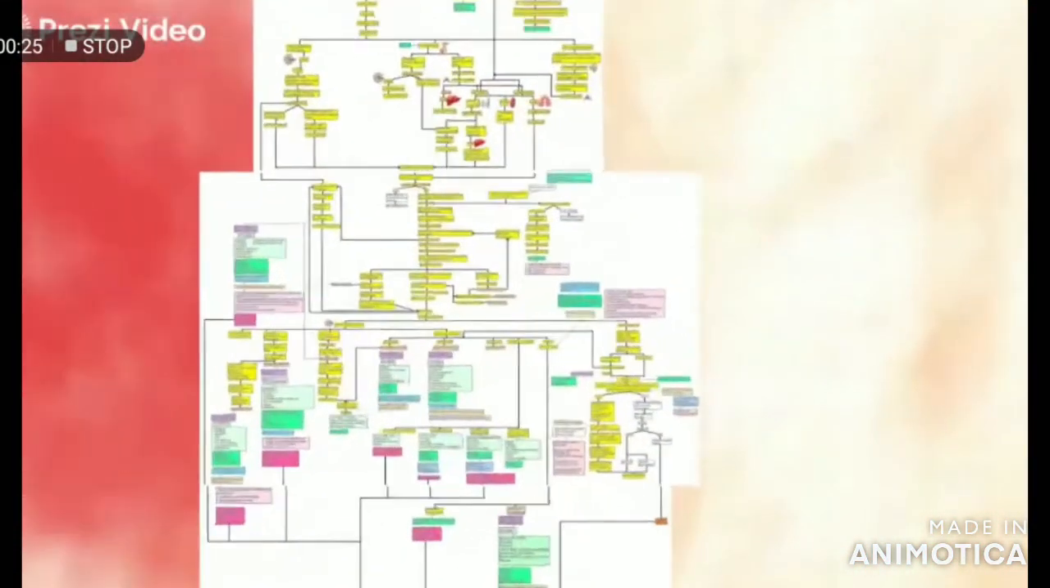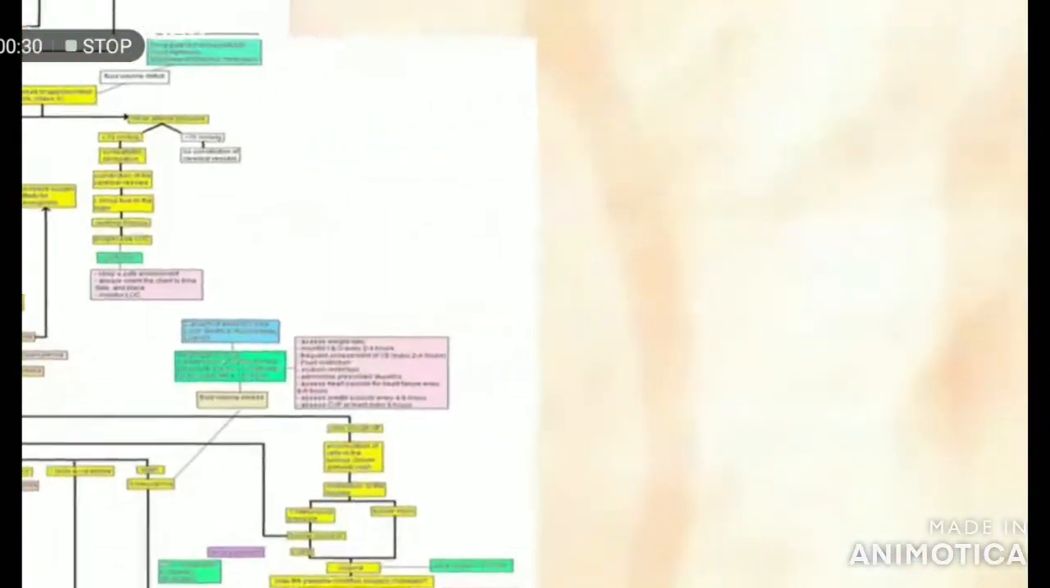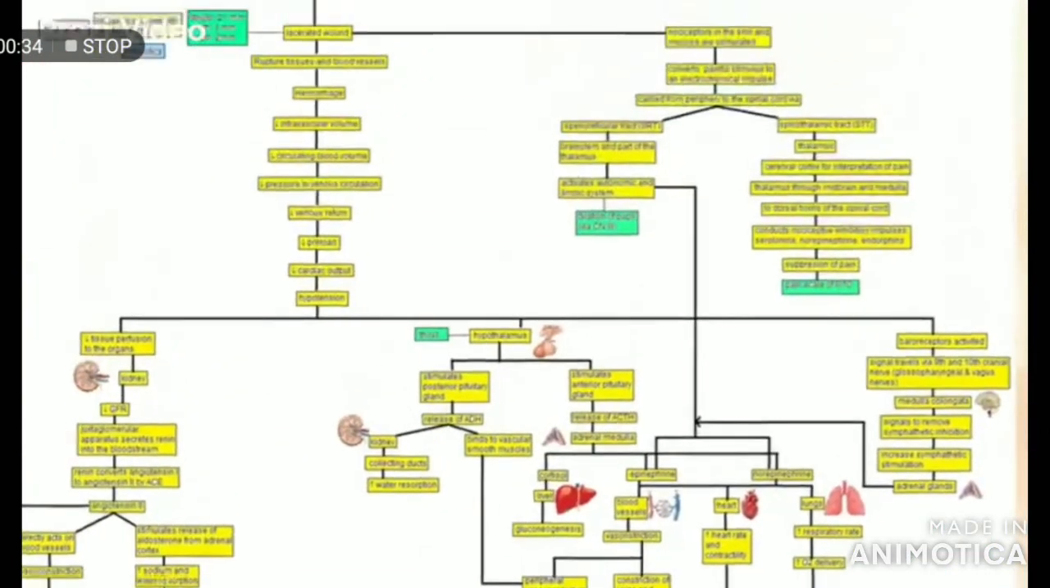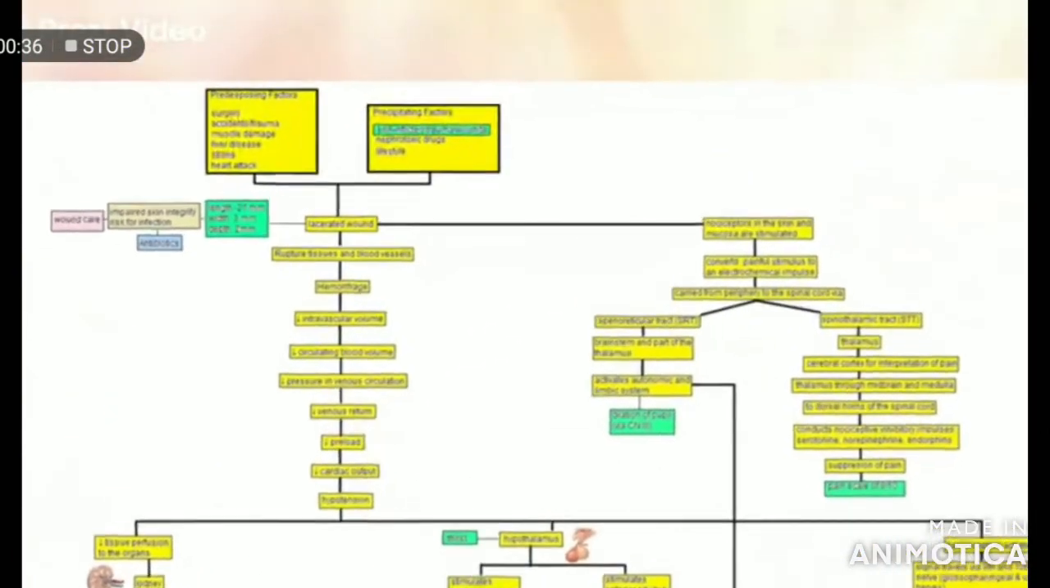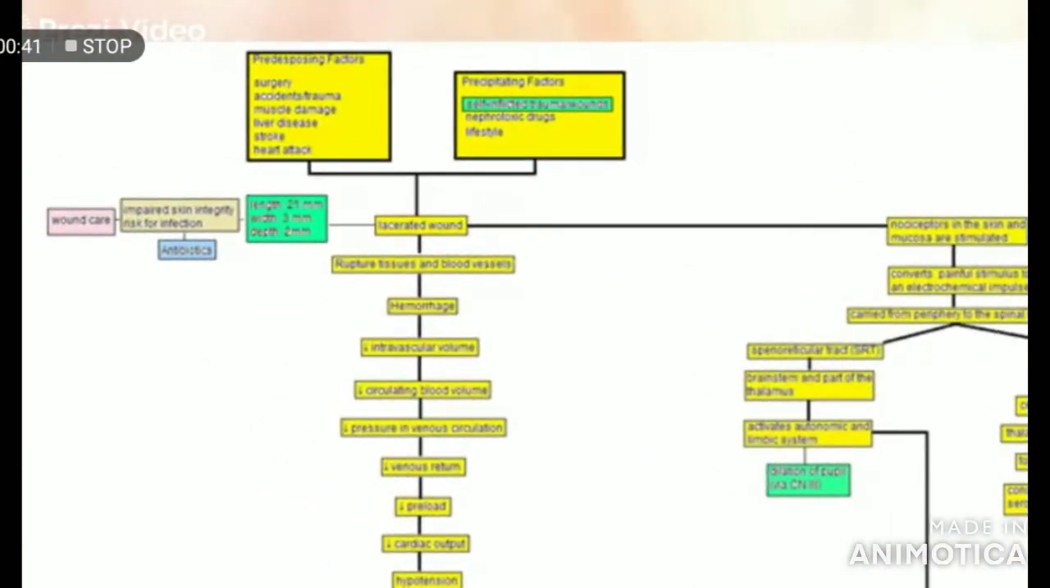Pathophysiology. Predisposing factors: surgery, accidents or trauma, muscle damage, liver disease, stroke, and heart attack. Precipitating factors: we have self-inflicted trauma or wounds, and nephrotoxic drugs and lifestyle.